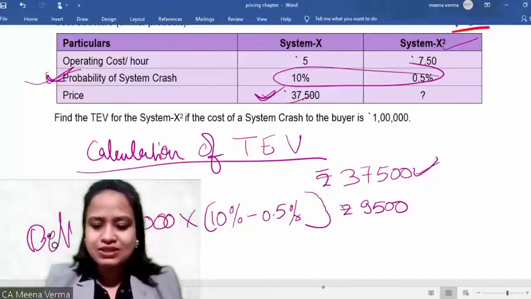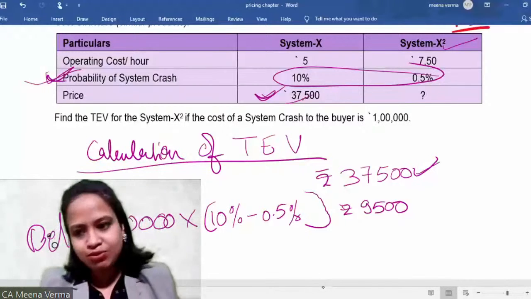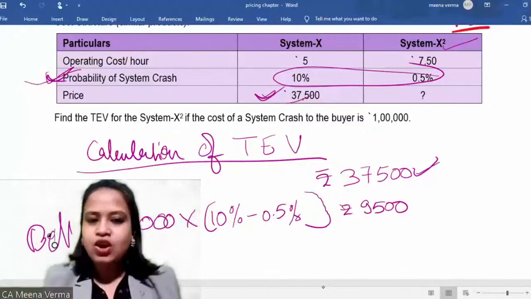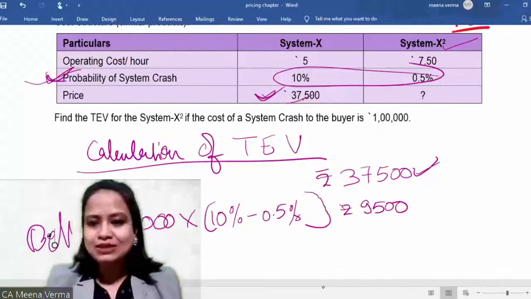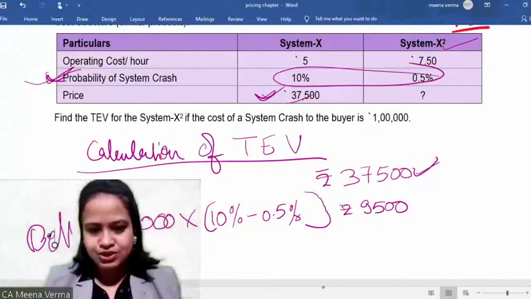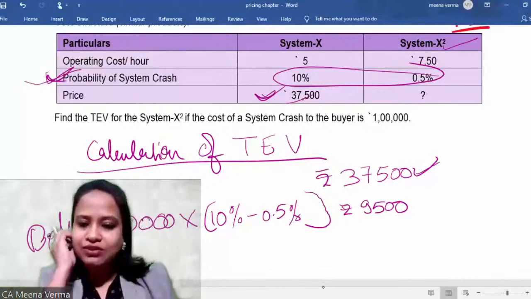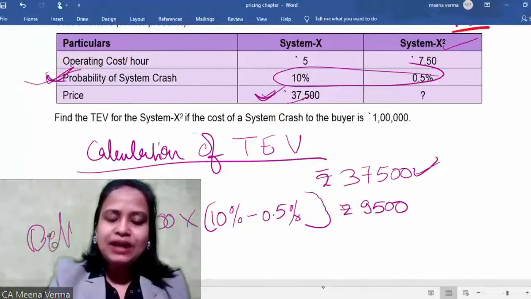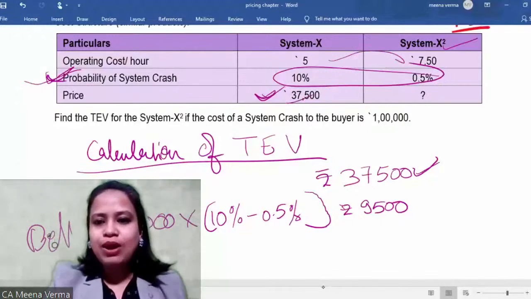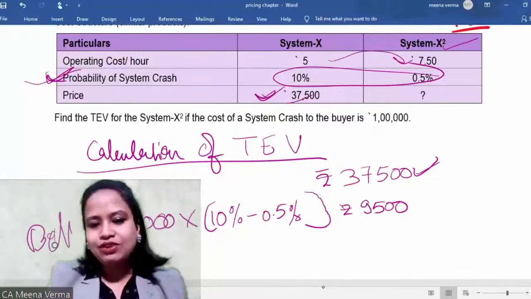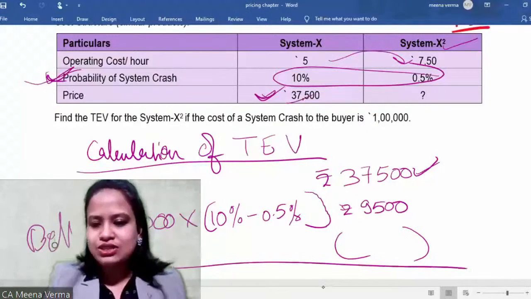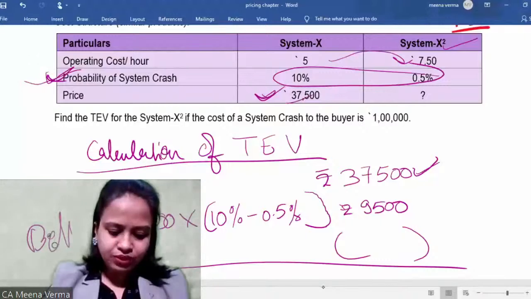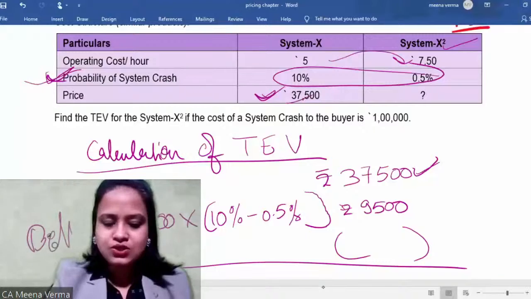Whether the customer is recognizing this benefit or not, I am giving them this benefit and for which I will charge money. What is the benefit? The probability of the system crashing is just 0.5%, which is worth 9,500. This is the benefit which I'm giving to the customer. But yes, the operating cost of my product is more, for which I will reduce the selling price. You can see the operating cost here.